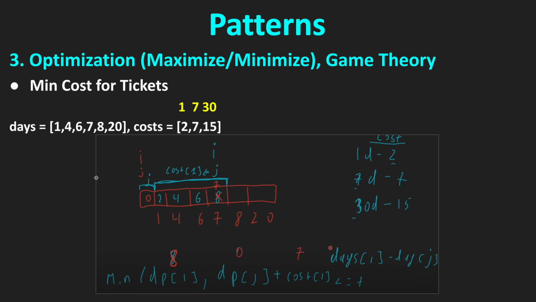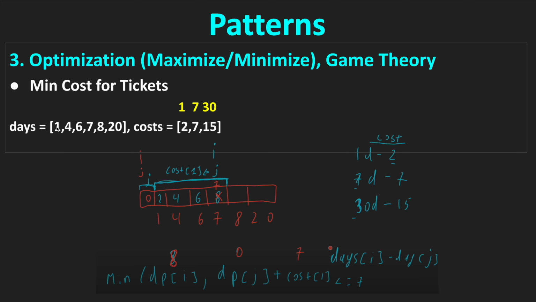We are given days and we are given costs. Basically, we need to buy a ticket for each day. For example, let's say that we are in a resort and we need to buy a ticket for the 1-day pass. For the 1-day pass, we are paying $2. And for the 7-day pass, we are spending $7, and for the 30-day pass we are spending $15. Let's see how we're going to solve this problem.